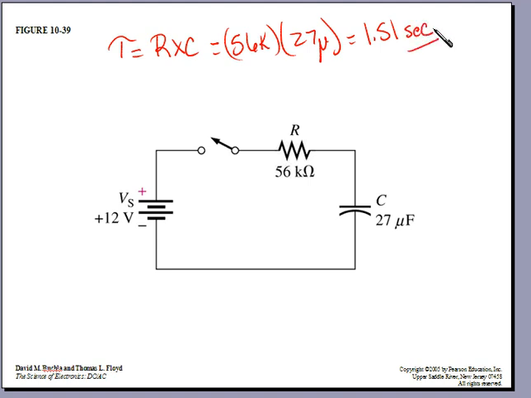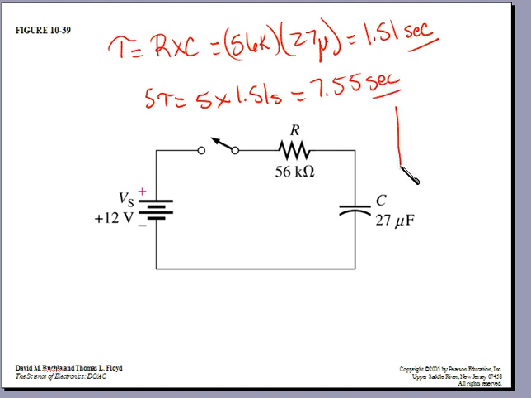Let me just try that again. 56 EE3 times 27 micro. Yep, that's right. So it's going to take, one time constant is 1.5 seconds. It takes 5 time constants for the capacitor to fully charge. So 1.51 times 5. So it's going to take about 7.55 seconds for this capacitor to charge.